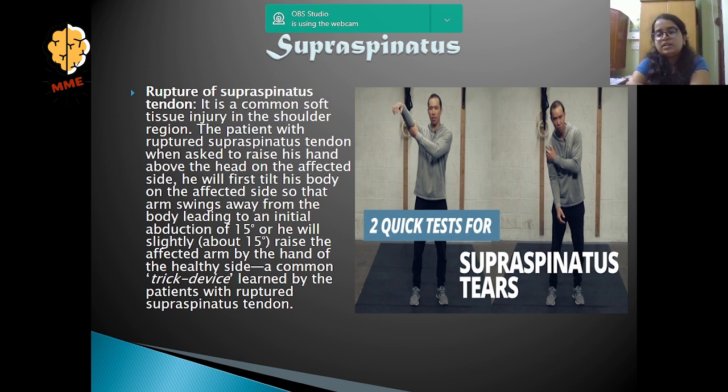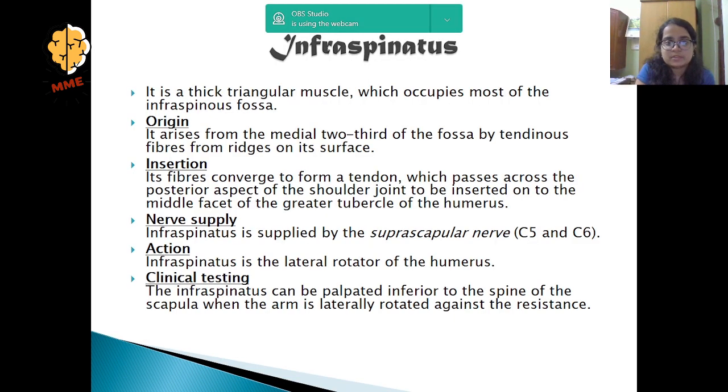Okay, till 15 degrees, and then from then on, deltoid will take over the abduction. But till 15 degrees, with the help of the other arm, the patient supports the abduction function.